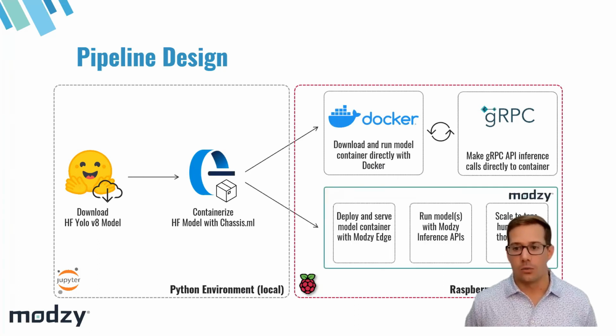The route I will walk through in more detail today is a little bit more automated, and it leverages Modzy's edge feature. So what we'll do is we'll take that container, we'll deploy it to Modzy. Within Modzy, we'll configure an edge device group, which you can think of as a configuration group that maps models to a single device or a fleet of devices, and see how we can make API calls against that remotely.